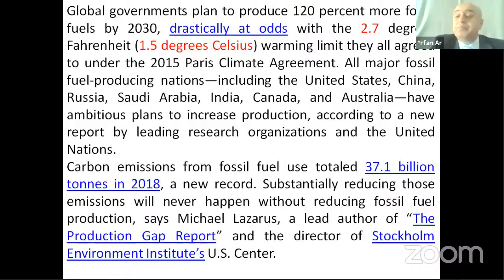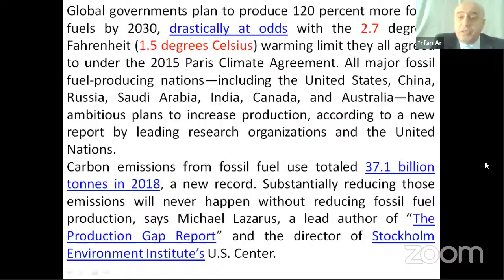Opposite to the Kyoto Protocol or the Paris Agreement, global governments plan to produce 120% more fossil fuels by 2030, drastically exceeding the 2.7 degrees or 1.5 degrees Celsius warming limit under the 2015 Paris Agreement.